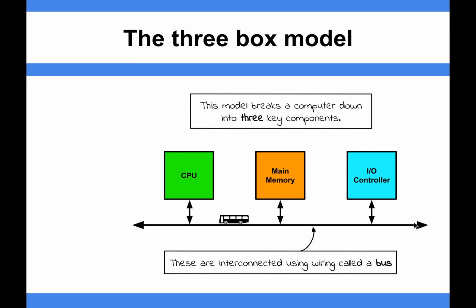So the three box model is a model that represents a computer where it's breaking the computer down conceptually into three components. So these components are your CPU, your main memory, and your I/O controller. Now these are all connected with a wiring called a bus. So as a concept, this is one that you've seen before, but the three box model is focusing on these three specific sections, which are your boxes in the three box model.